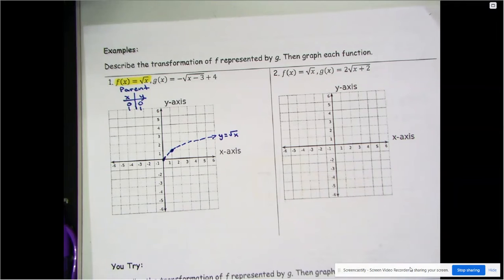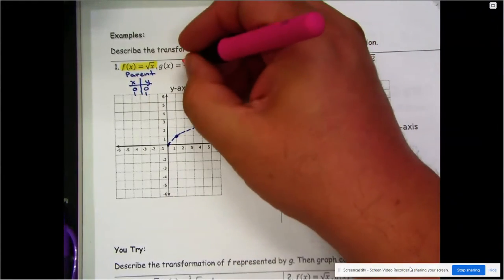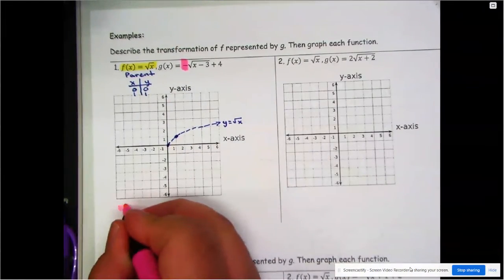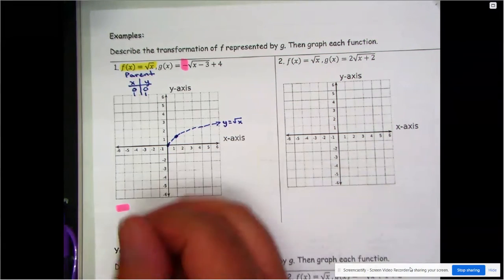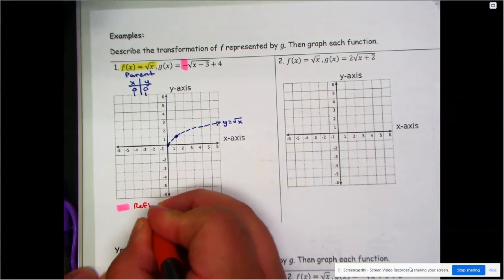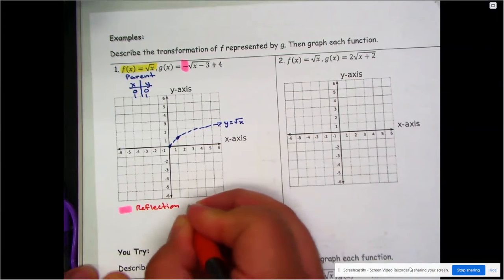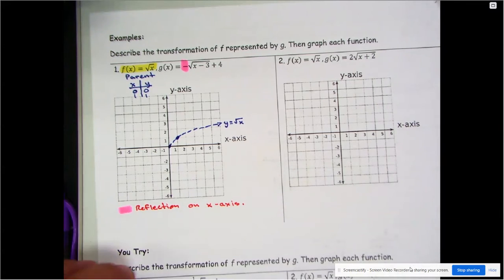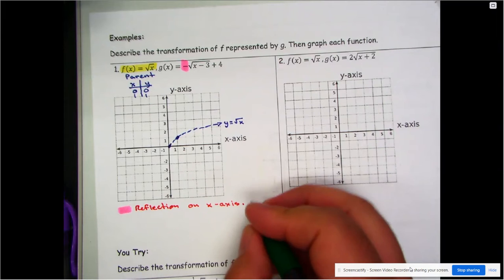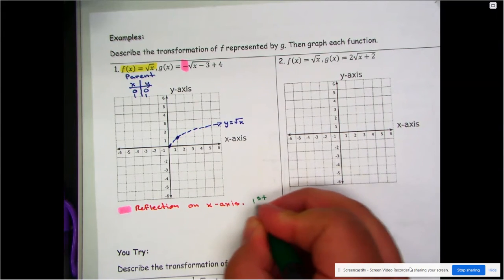That's fine. And now let's talk about the moves they want me to make. So first things first, this negative. So let me write it down here. That negative is telling me to do something. And according to the chart that's on the other side, which you should use, this is going to be a reflection on the x-axis. So we're going to take care of that first. Remember, reflections, we like to do those first just to get an idea of where my new points are going to be. So we will do this first.